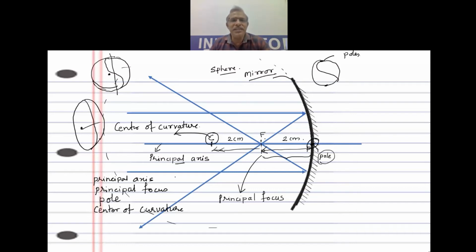Now, why am I explaining this to you in detail? Because expect the question. What is the question? Draw the diagram of convergence of light in a concave mirror, and show the principal axis, principal focus, pole, and center of curvature. Let me admit some more. Boys.